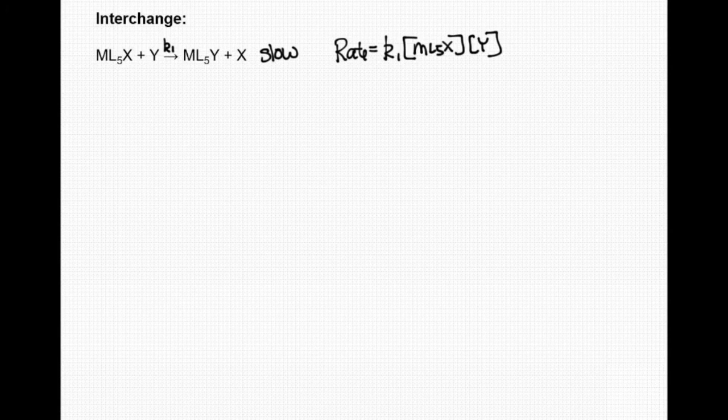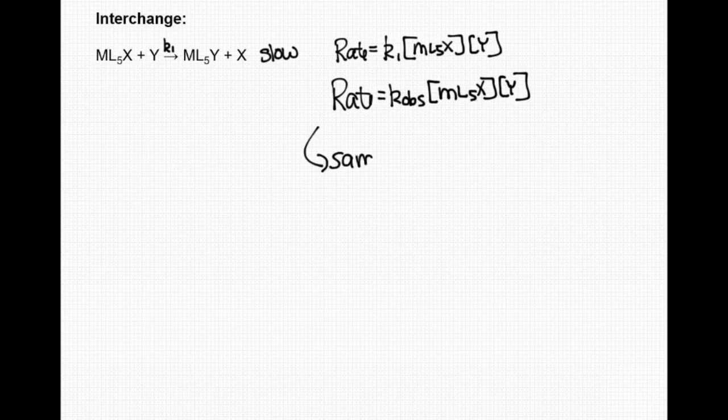For an interchange mechanism, there's only one step, so we know that that step is slow. We'll also call this rate constant K1. If we write the rate law based on this mechanism, we just get K1 times ML5X times Y. So this reaction is second order overall and first order in each of our components. If we were to measure this experimentally, we wouldn't know that it was K1. We would just get K observed times ML5X times Y.